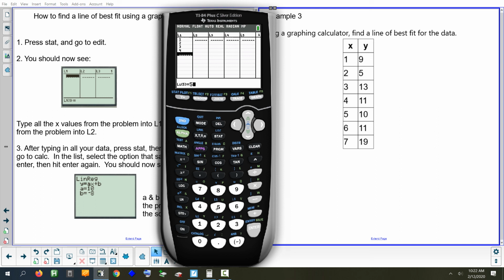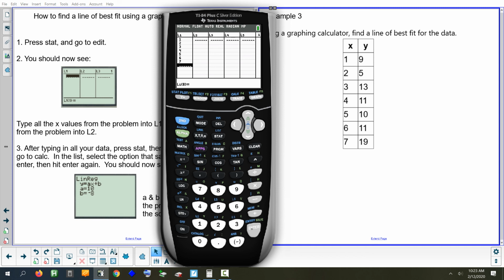It's so easy. Press the number 5, 6, enter. 7, enter. Now, don't press anything else. If you did what I just did, you should have the numbers 1 through 7 right there, and it should look basically just like that.